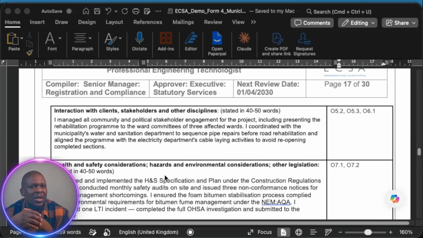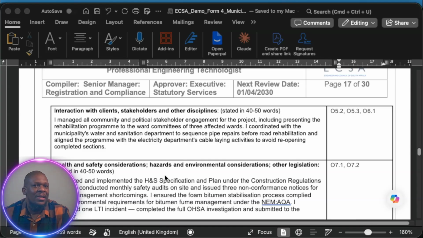How do you interact with the community? You interacted with the community by communicating with political stakeholders, including presentation of the rehabilitation program to the ward councillors. You coordinate, ensuring that repairs are taking place. You ensure that you also manage the reopening of those sections that are completed. So you are basically interacting with the community, the ward councillors, the municipality, and the consultant.